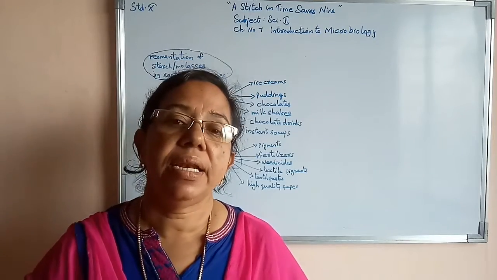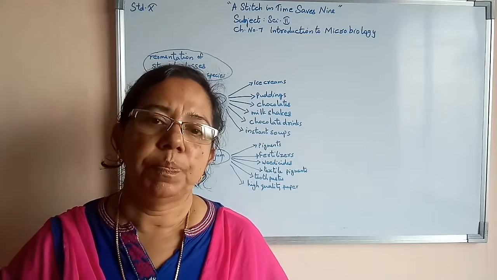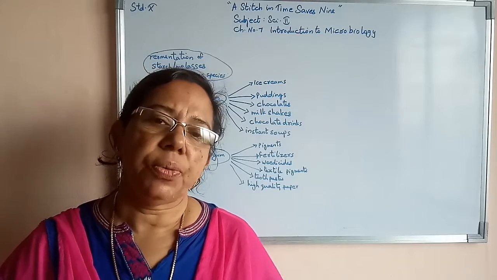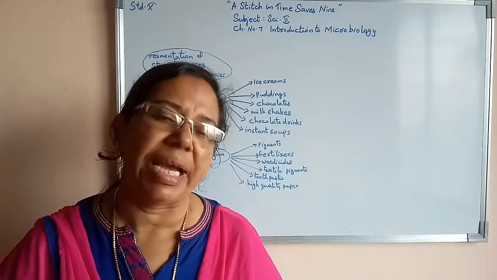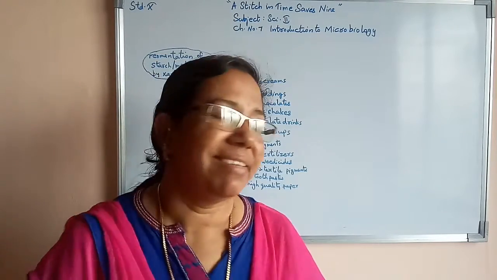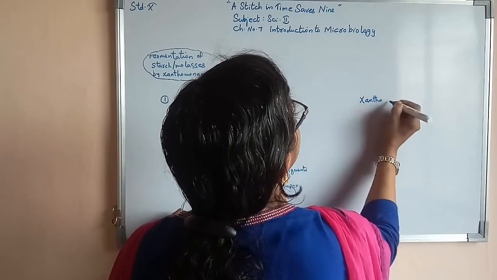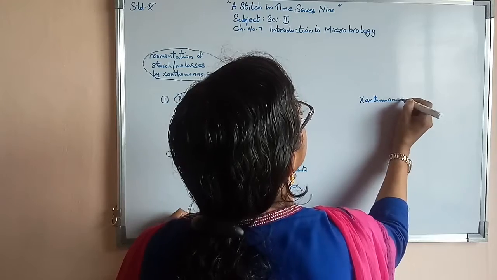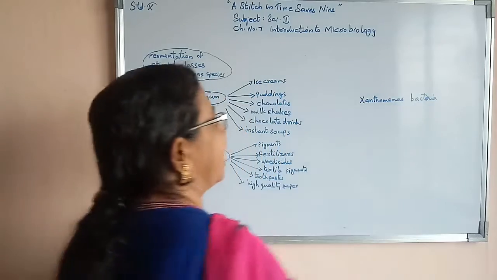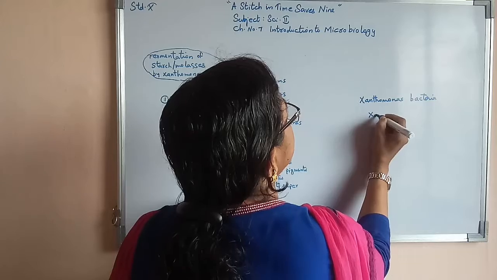What is xanthan gum? Xanthan gum is a gum. It is made with the help of a particular species of bacteria known as Xanthomonas. With the help of this Xanthomonas bacteria, xanthan gum is produced.